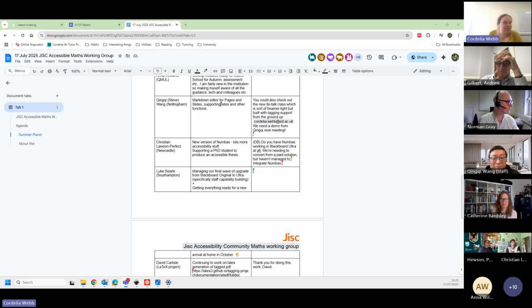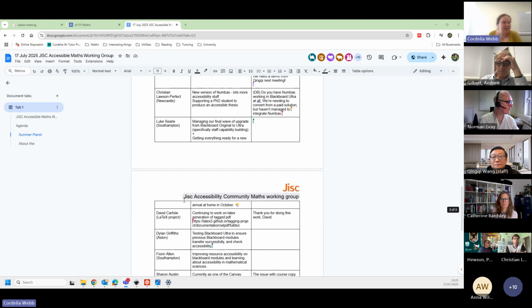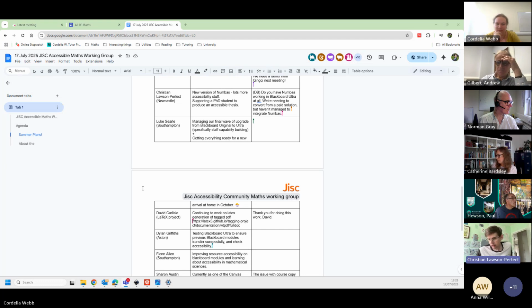Okay, Christian's been developing a new version of Numbers. That's exciting. How's it going? It's been a slog. I've been getting there. So my goal for this year was to basically start from scratch on the Numbers user interface for students, because it was like 10 years old or something, specifically so that I could take care of some accessibility things that have been really awkward.